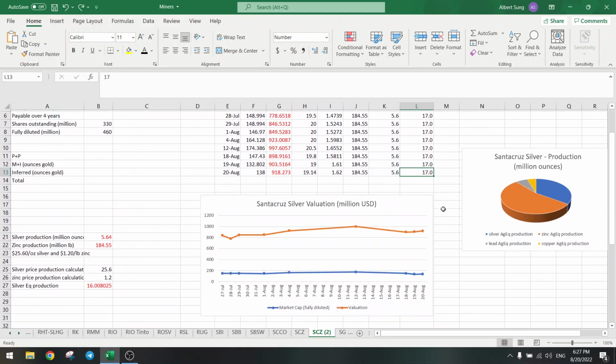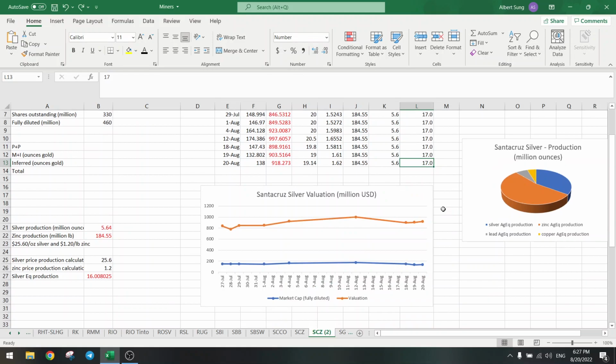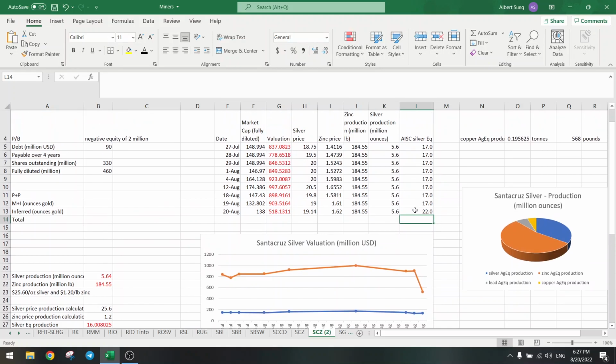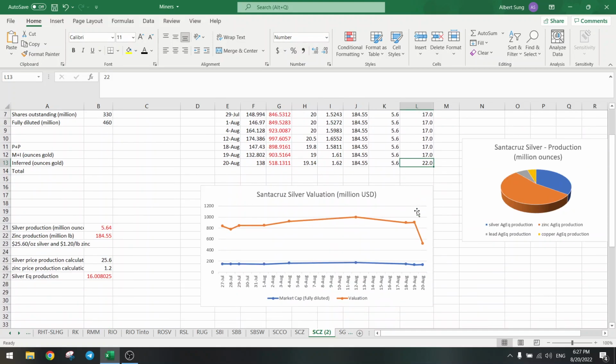Now let's play with the AISC. Let's say we have cost overruns: 18, 19, 20, 21, 22. So even if costs go up a lot per silver equivalent, we are still safe here. 24, 25.